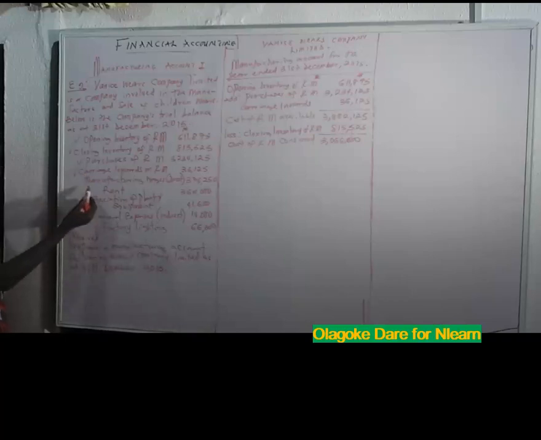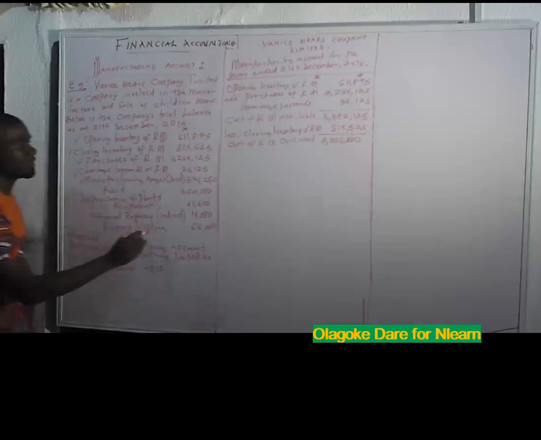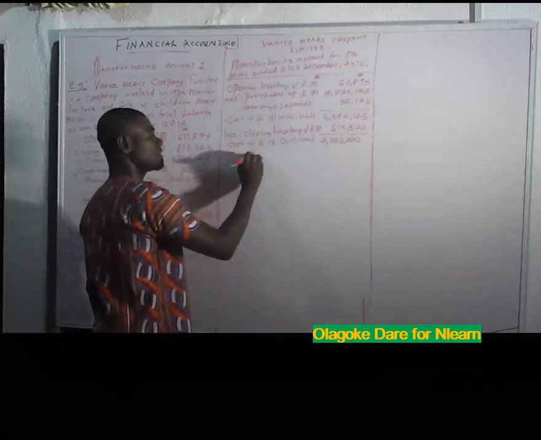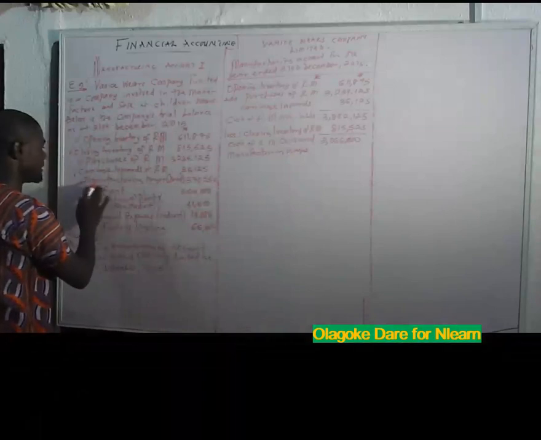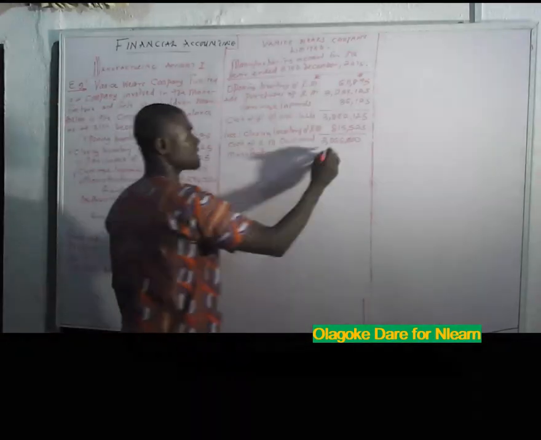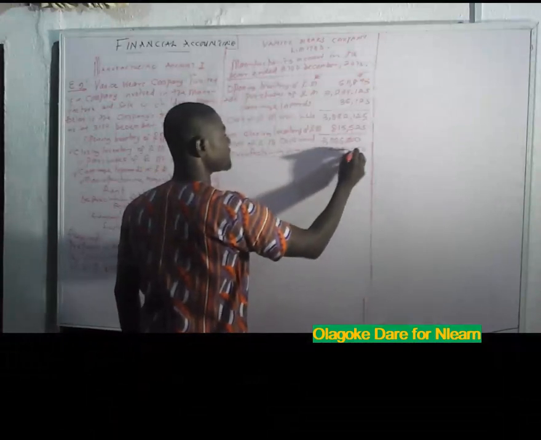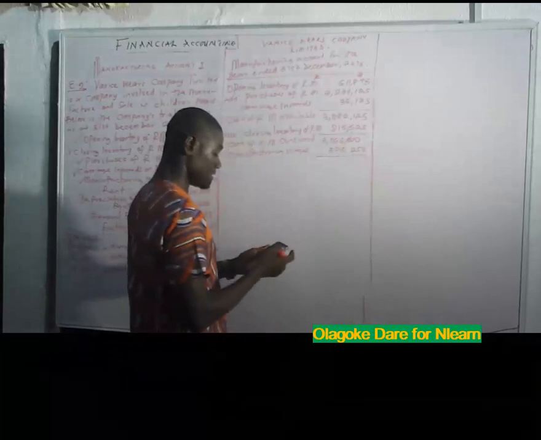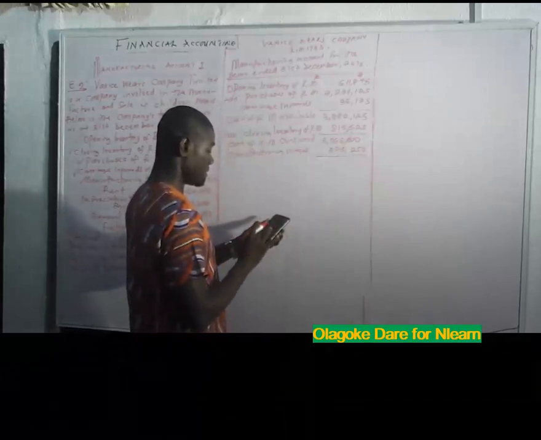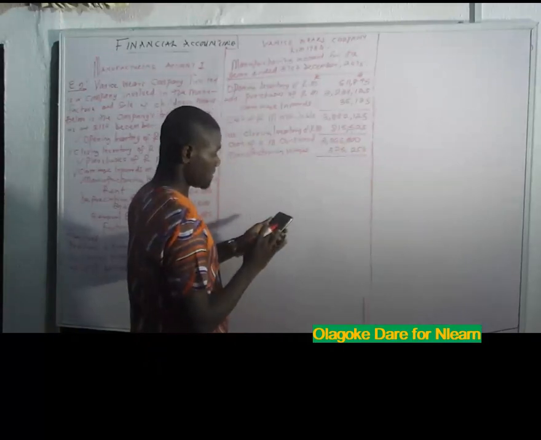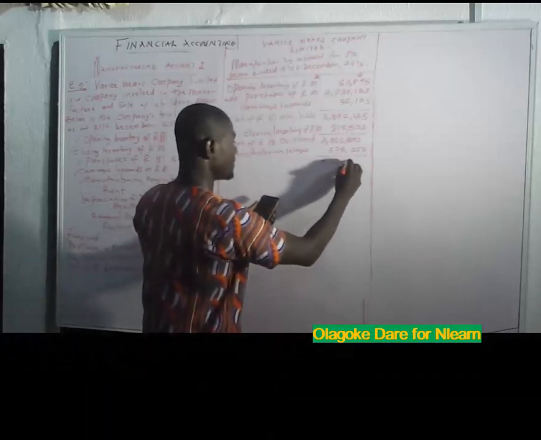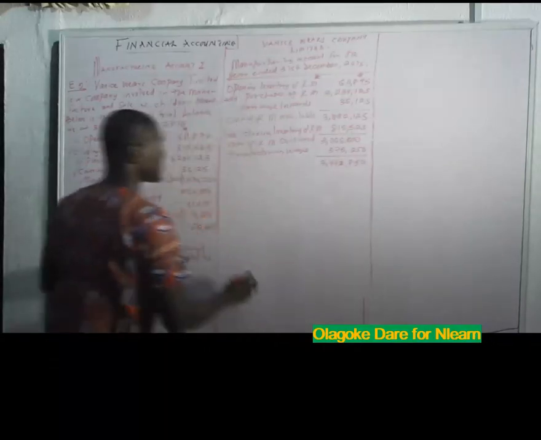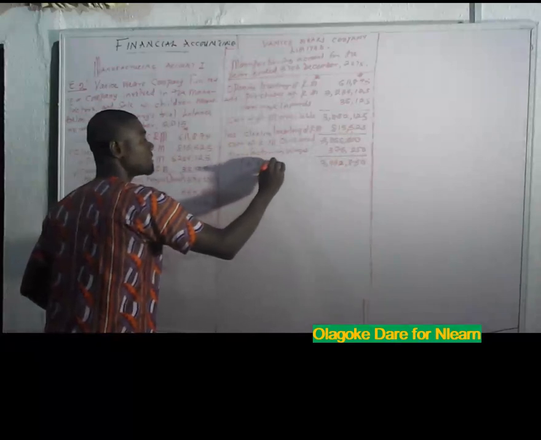So we add direct expenses. Which of these are direct expenses here? Our direct expenses here is only manufacturing wages. So we have our manufacturing wages, 376,250, and this is added. So the addition gives us 3,442,850. All right, so this is my prime cost.